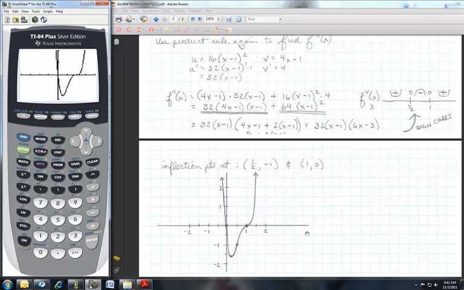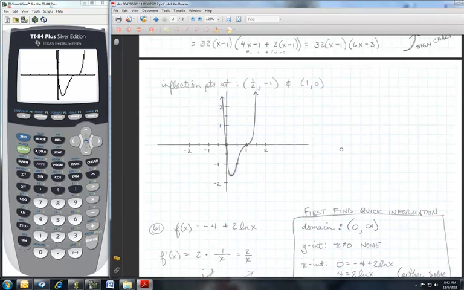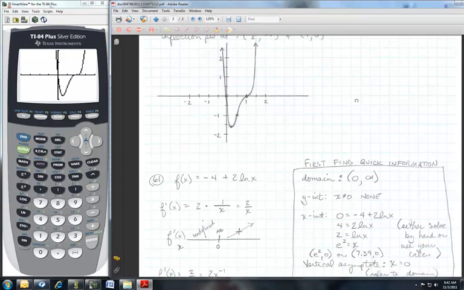Okay, now this was problem 49. I was also asked about problem 61. Problem 61 dealt with natural logs.